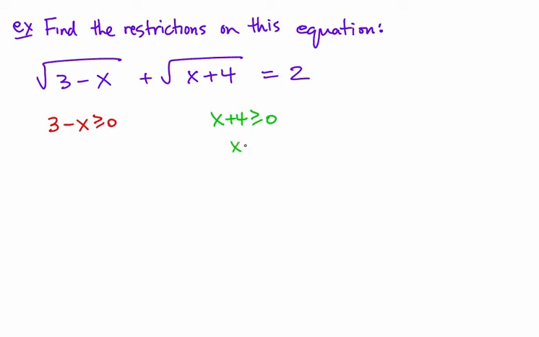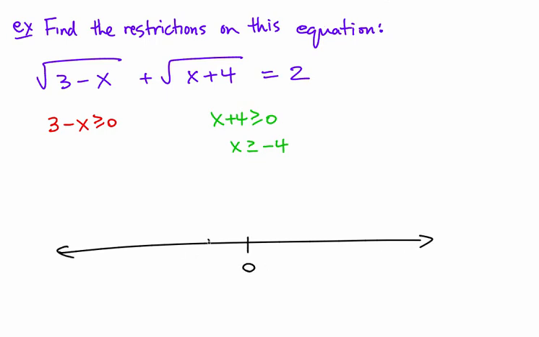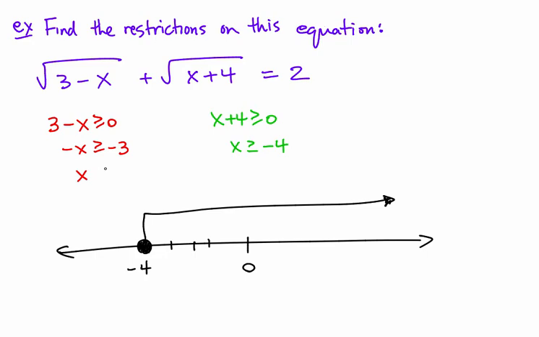The green one's actually pretty easy to solve. X has to be bigger than or equal to negative 4, so when I draw a number line, here's 0, and over here is negative 4, and I'm dealing with numbers bigger than negative 4. For this one, it's a little bit trickier to solve. I subtract 3 on both sides, and so I get minus x is greater than or equal to minus 3, but then I have to divide by negative 1. So I divide this side by negative 1, and I get x, and I divide this side by negative 1, and I get 3.